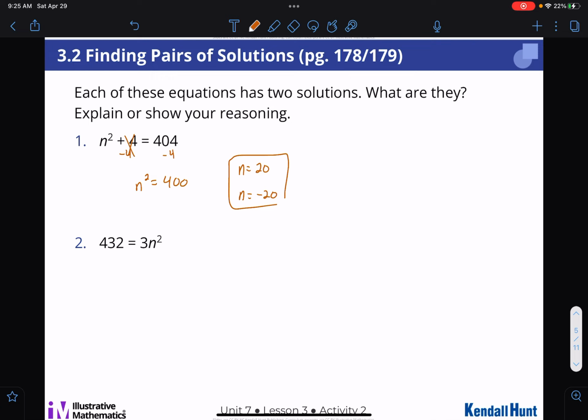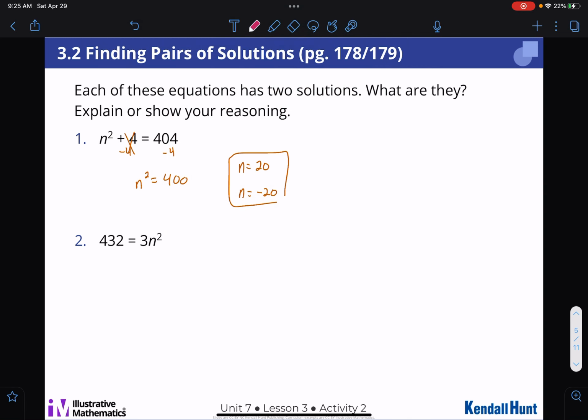All right. In the next one, we have 432 is equal to 3n squared. So again, let's try to get that n squared by itself. So divide both sides by 3. All right, so we're going to get n squared equals 432 divided by 3. My brain is turning off this early morning. The calculator's not right by me, so we're going to do this off to the side. 144, there we go. n squared is equal to 144.